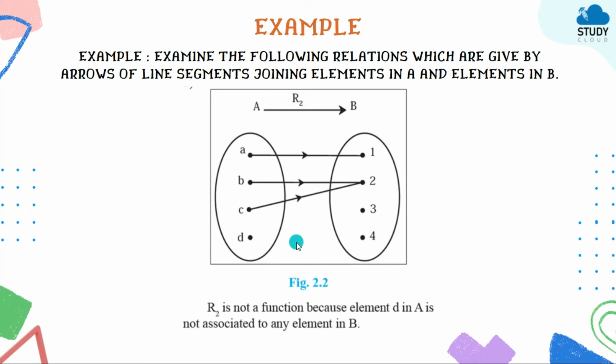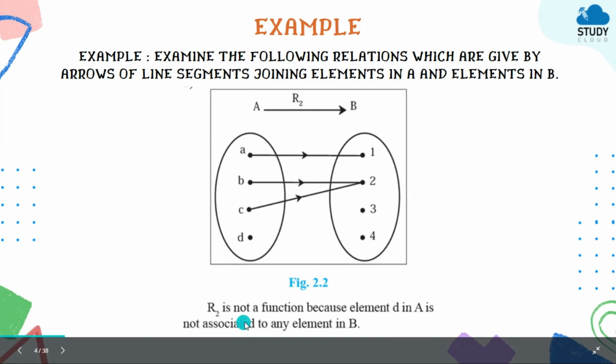So this is not satisfying the definition of the function. According to the function, each and every element of A should be related to an element of B. Thus, R2 is not a function because the element d in the set A is not associated to any element in B. Okay.